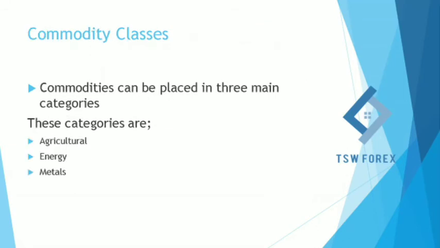Okay, so we're going to go into the classes of commodities now. Commodities can be placed in 3 main categories, and these categories are agricultural, energy, and metals.